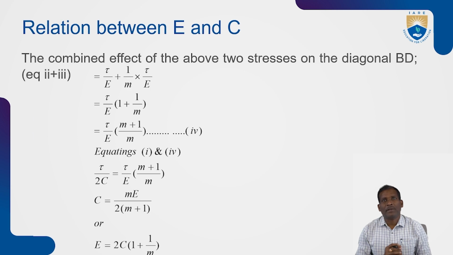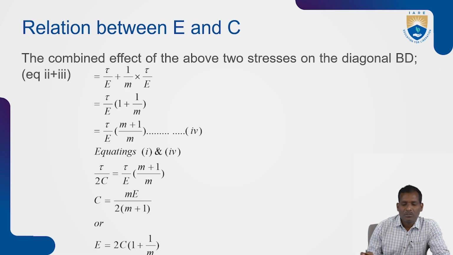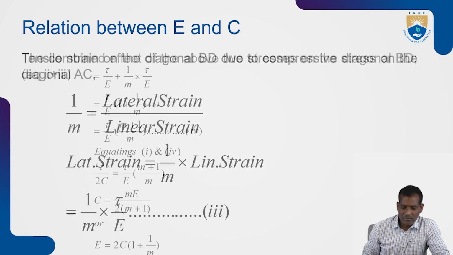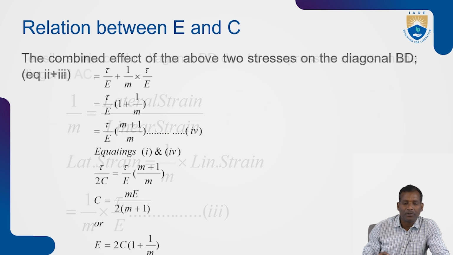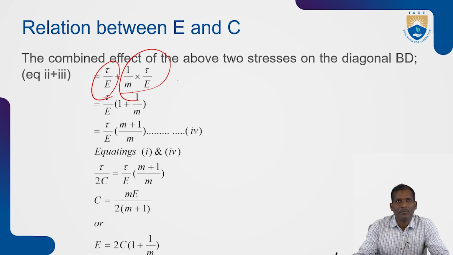So, the combined effect of the above two stresses on the diagonal BD is equation 2 plus 3. Equation 2 is tau by E. Equation 3, just now we calculated: 1 by m into tau by E, capital E, that is 1 by m multiplied with shear stress upon Young's modulus. Now take common tau by E into 1 plus 1 by m. So the strain is tau by E into m plus 1 by m. So that is the fourth one.